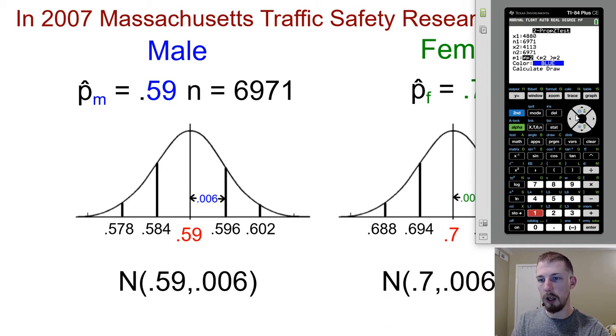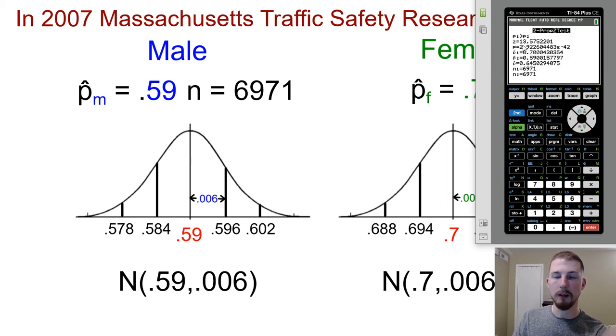6,971 male drivers. Now our hypothesized proportion is going to be that the first proportion is larger than the second proportion because we did the female larger than the male. So that would be there, and then we're going to hit calculate. So this is a z-score of 13.57 standard deviations above the mean.